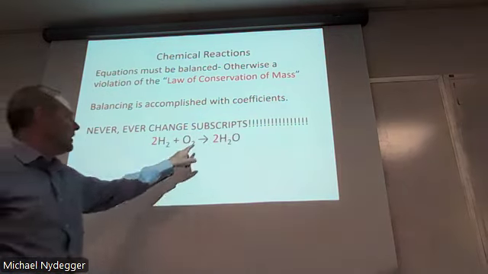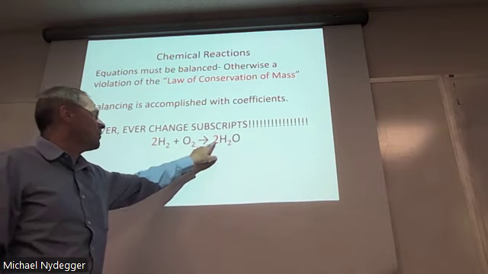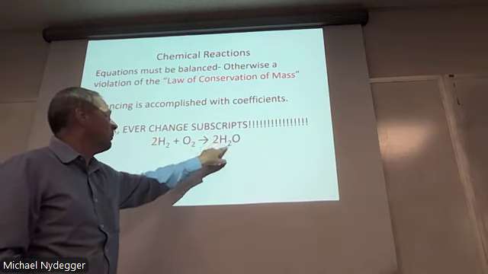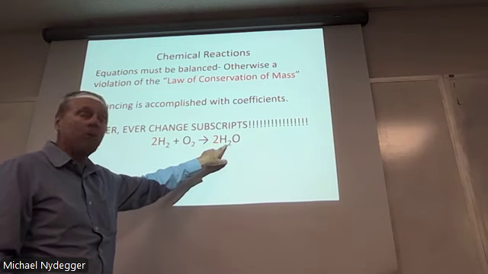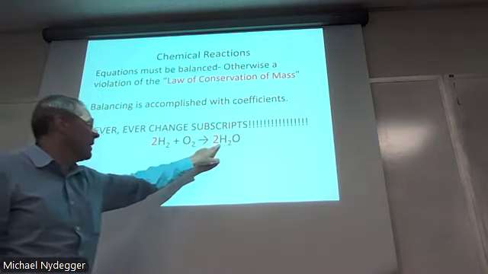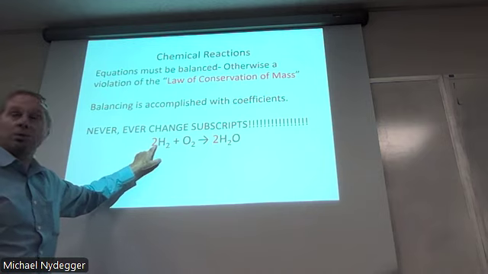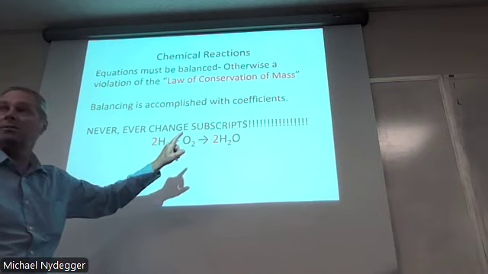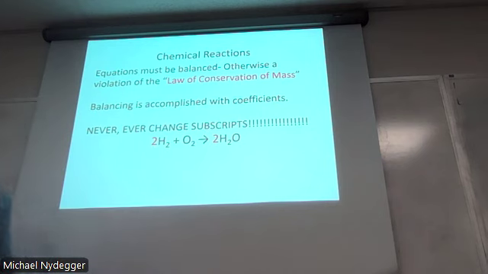What we could do then is, since we had two oxygens here, we would put a 2 out in front of the water. That would then give us the two oxygens. However, that now gives us 4 hydrogens. So to balance out the 4 hydrogens, we would put a 2 out in front of the hydrogens. So now we have 4 hydrogens. That makes sense? Any questions on that?